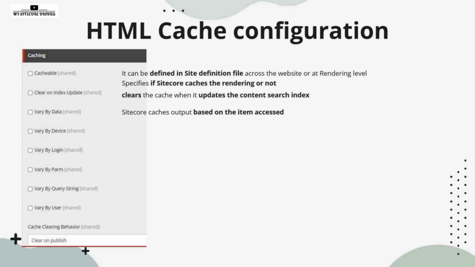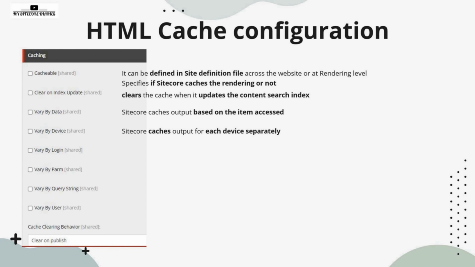Next is Vary by Data. Whether you want to vary your caches depending on the data, at that time you can select Vary by Data. So if the data is changed, then your cache will change. Sitecore caches output based on the item access. To explain more about caches, say you have two pages and you're using the same component on both pages. If you selected Vary by Data and your data is changing on both pages, then it will get cached depending on the data. But if you have not selected it, then one cache is used on the second page.